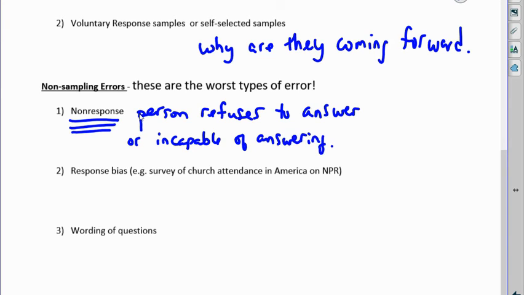Maybe you've asked this in a way that's not going to allow them to actually give you an answer. Then there's response bias, and that's when they might lie or tell you what they think you want to hear.